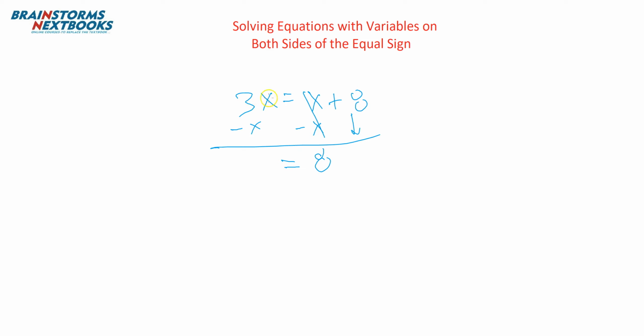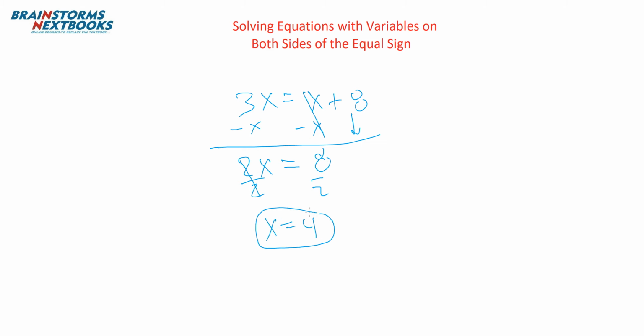And now on this side, I have 3x minus x. That would just be 2x. And now we don't have an equation with variables on both sides of the equal sign. Now we have our x's on the left and our non-x's on the right. Perfect. Now we can solve. Okay, well now I have 2 times x. What's the opposite of times? Divide both sides by 2. He's gone. X equals 4.